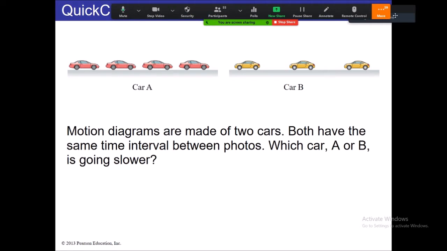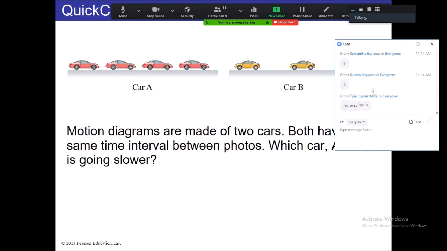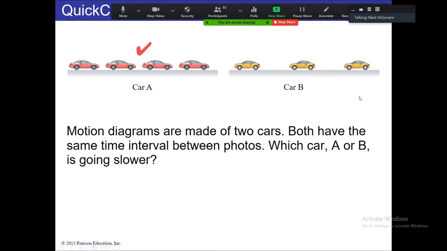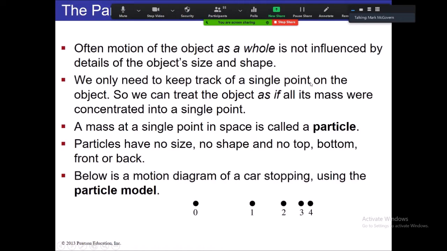All right, I should look at the chat, I guess, right? A is A. It's A. Easy peasy, right? Smaller distances between for a given time interval. Right? A is slower, B is faster. So that's another thing you can tell from these images here.